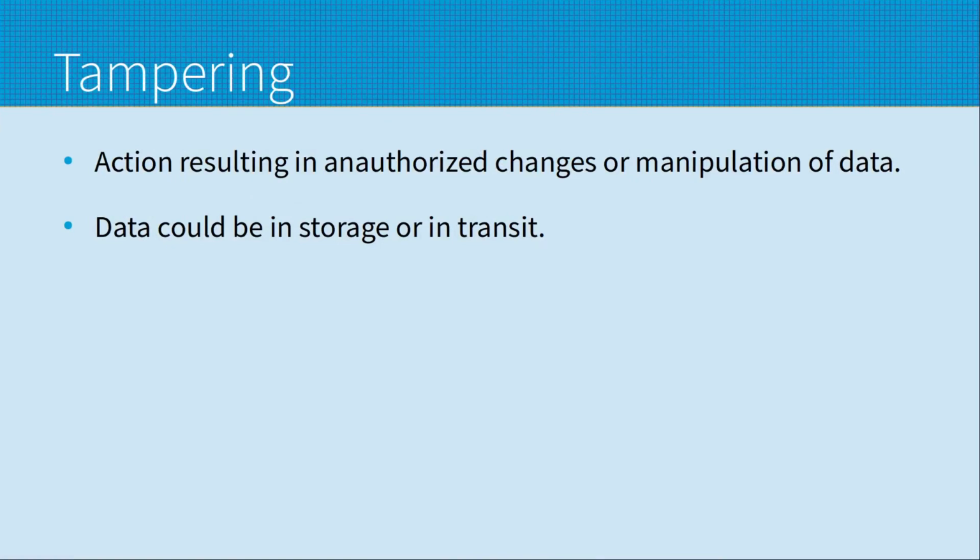As it suggests, tampering is the manipulation of data. This could be in storage, such as saved on disk or in a database, or it could be in transit, which could mean travelling over a network connection or being transferred from disk to memory. One of the concerns about tampering is identifying what damage has been done. For example, knowing whether the data that you're looking at is safe or whether it's been tampered with.